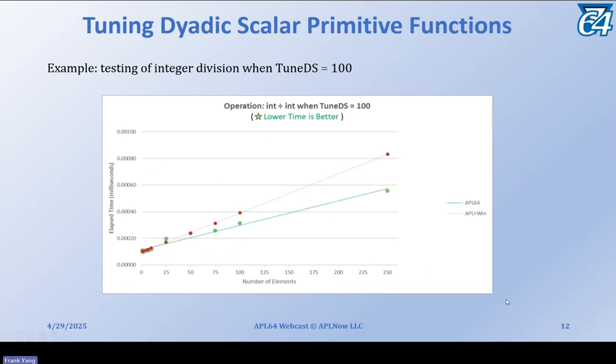When we change the value of tune DS to 100, the performance of dividing smaller integer arrays was comparable to APL plus swing. So this shows the effect of setting the tune DS value. It has an effect on the performance of smaller arrays. But remember, currently, this setting only applies to addition, subtraction, multiplication, and division operations.